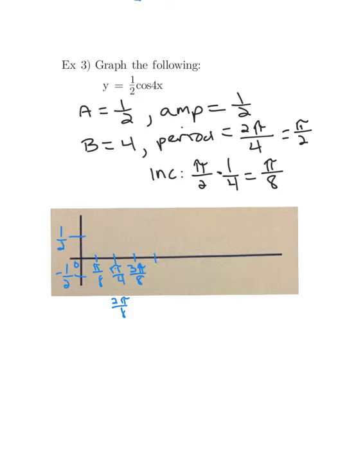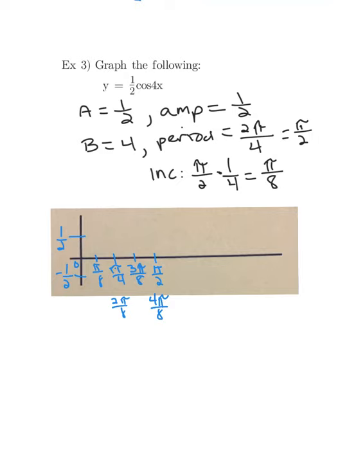3 pi over 8 plus pi over 8 gives me 4 pi over 8, which simplifies to pi over 2. Have we got 5 marks? Yes. Did we end at the correct period length of pi over 2? Yes. So now we're ready to put our graph into place. Check which function it is.